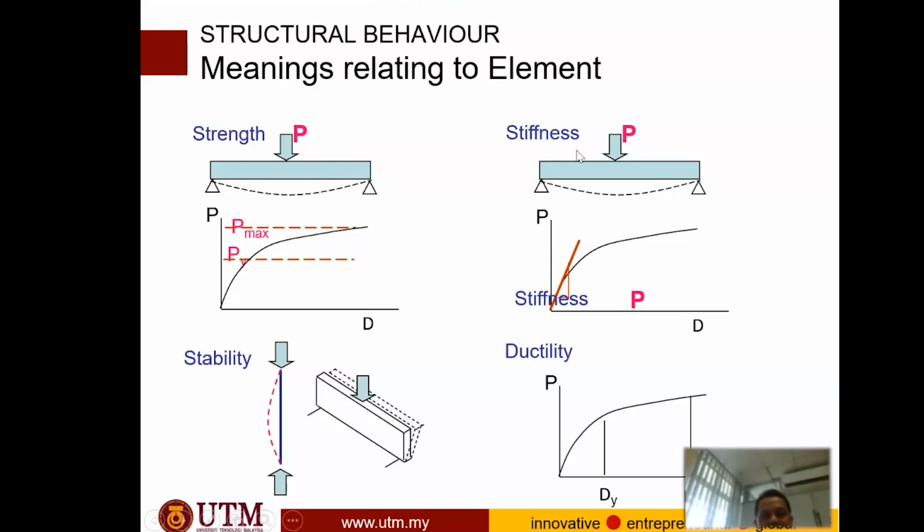This is strength. Stiffness is the relationship between load and deformation. We call it stiffness. So maybe it is strong enough, but if it is not stiff, then there will be large deformation. When you have large deformation, it is also called failure. And in assessment, deformation is one of the criteria that we have to assess or inspect.